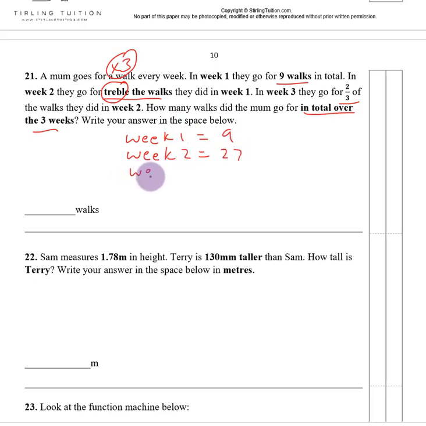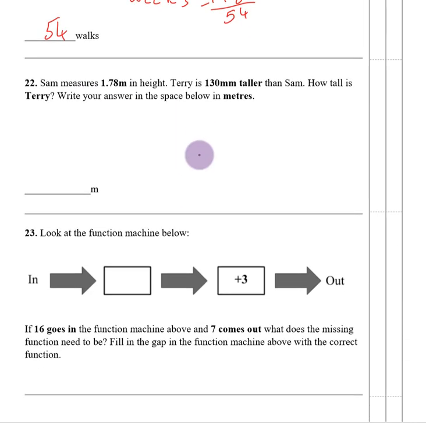So that's week 2. Then week 3, they went for 2/3 of the walks that they did in week 2. So we need 2/3 of 27. So simple, divide by the bottom times by the top. 27 divided by 3 would be your 9. And then times by 2 would be your 18. And then we need the total over the whole 3 weeks. So we're just going to add these 3 together. So we've got 7 add 8 is 15, add 9 is 24. And then we've got 4 add 1 is 5. So they go for 54 walks altogether.